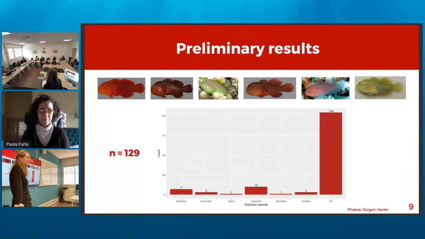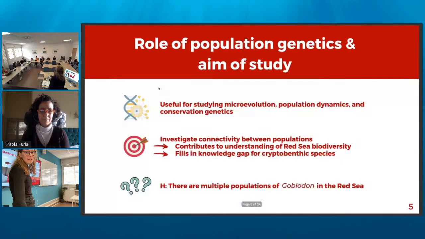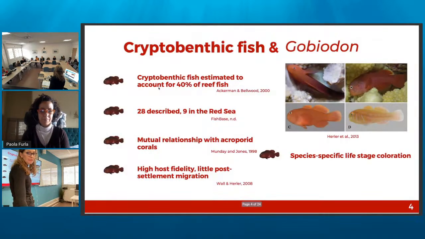I have to admit, I didn't really look into that too much, but what I can say is that the last research conducted on Gobiodon in the Red Sea is from 2013 by Jürgen Herler. In 2013 was really the last paper found on Gobiodon for the Red Sea, where he identified 4 new species, including Irregularis and Bilineatus, which had the highest counts in my study here. So there's actually a high chance that in my samples there are unidentified species and there could be new ones described.